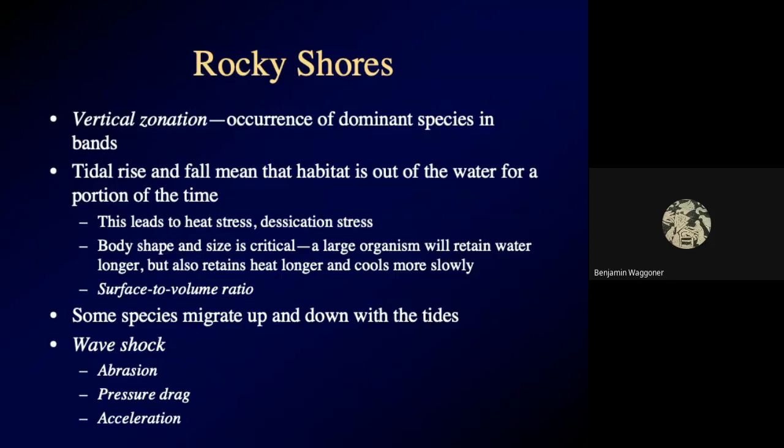This means that there's selection on body size and shape. A large organism will retain its water for longer, but it also retains heat longer. So if you're on a tropical rocky coastline, being large means you can retain more water and you won't dry out as fast, but you'll also retain heat longer, which means you might cook. So exactly what the optimum is depends on what area you are.